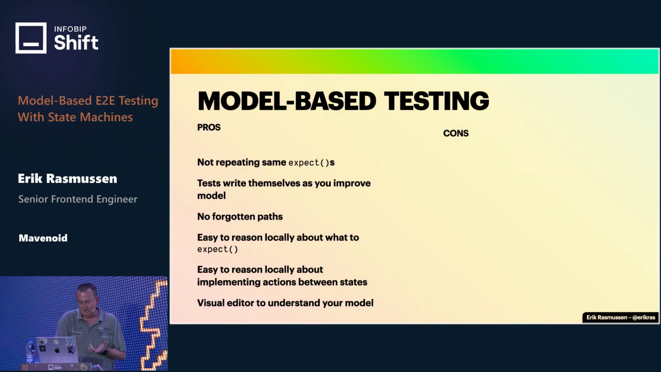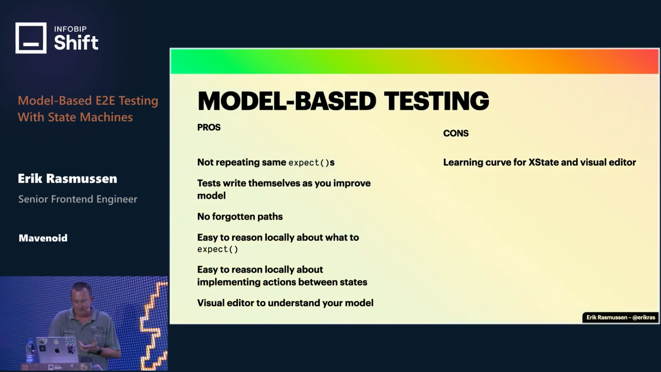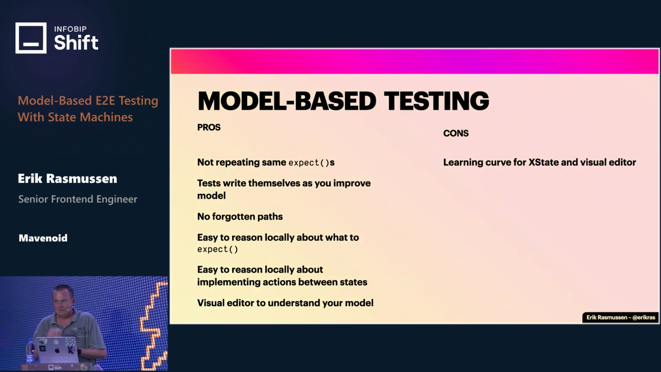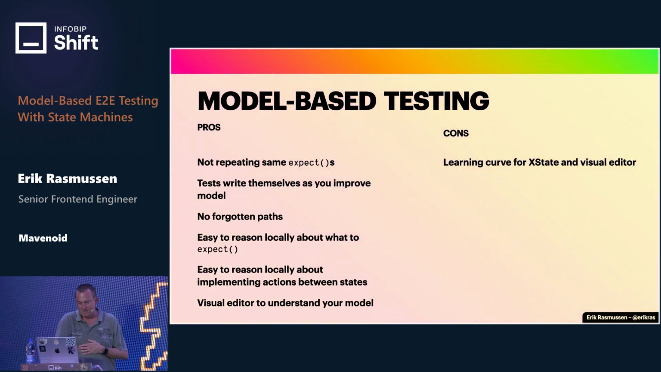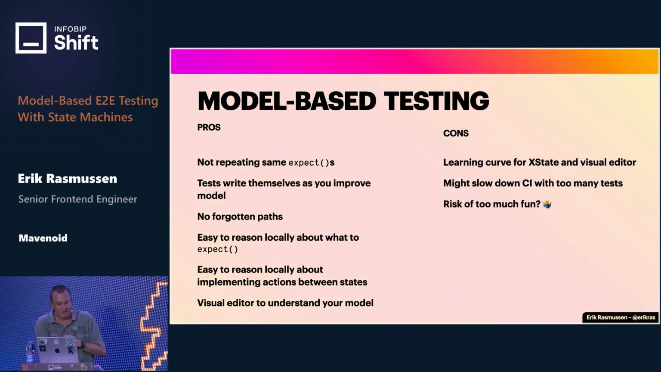Now, the negatives are learning XState in the visual editor. There is a learning curve there, but it seems, I don't know, it's very visual, and I think people could pick up on it. And I imagine your CI might get slow if you go from having your 15 manual tests to having 200 generated tests. It's going to take longer to run. But is that really a bad thing? I don't know. And it's a lot of fun.